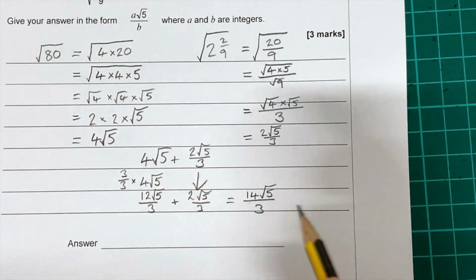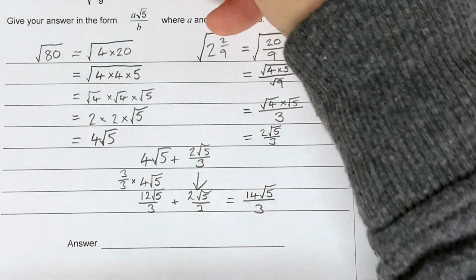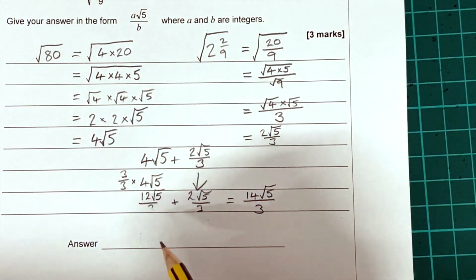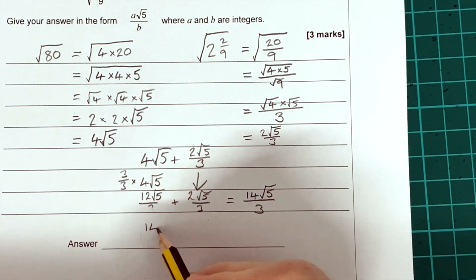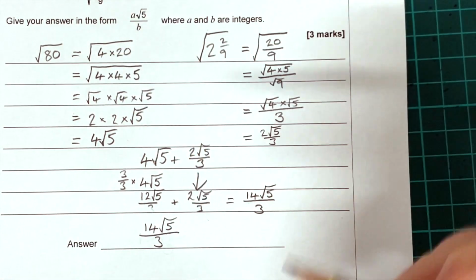12 plus 2 is 14. 3 is the denominator. 14 root 5 over 3. Look, A is 14, B is 3. So we better put the answer where it belongs. We're going to have 14 root 5 over 3, and it's in the form that they asked for.